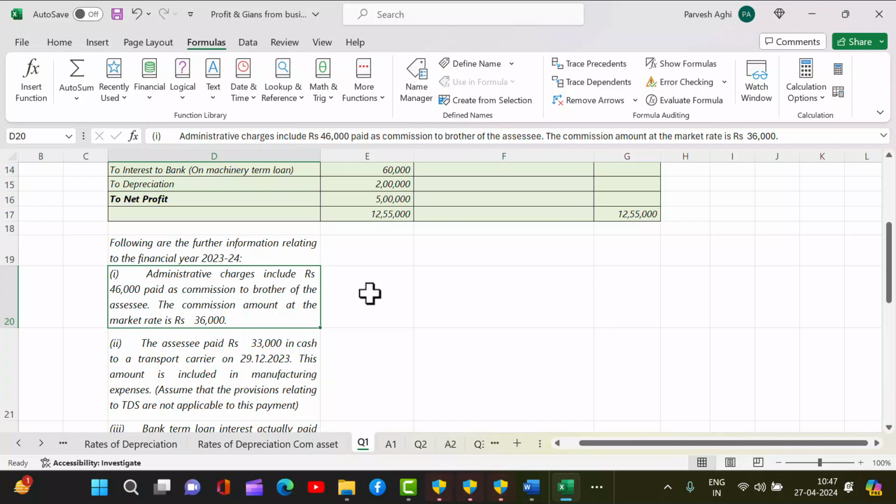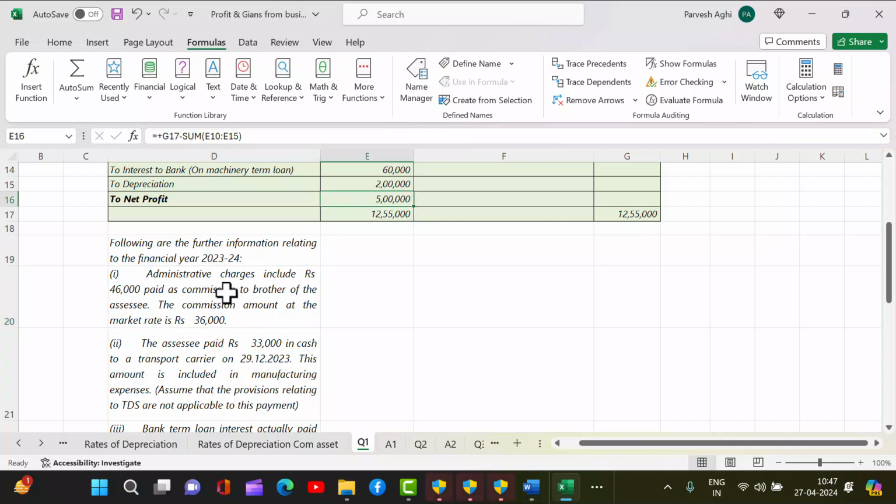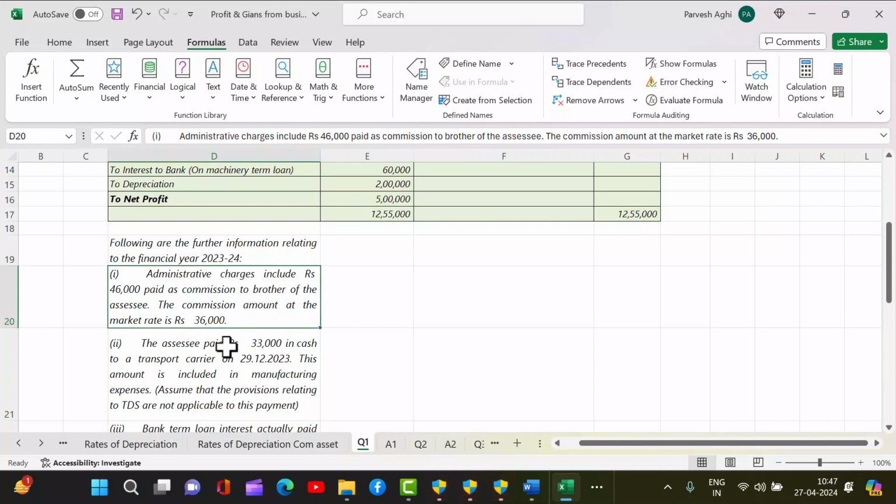So 46,000 was paid to his brother. The market rate is 36,000. So how much will be disallowed, Anuj? 10,000. Right. So that means we are going to take this and add this 10,000 here. Is that clear? Yes, sir.